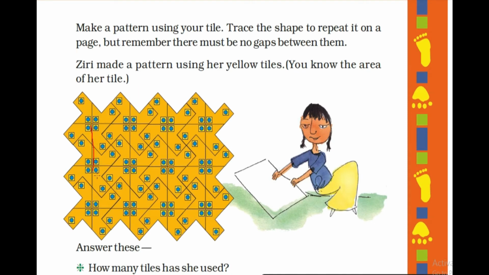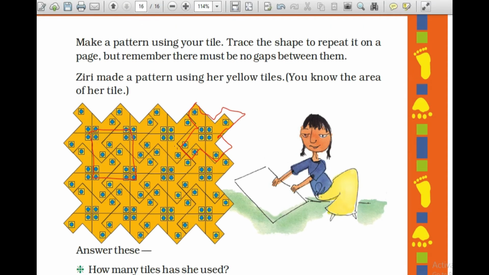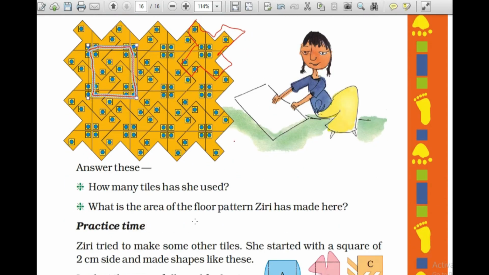See, this is one tile, another one. Now this also you can see, this will be the shape of her tile. And this pattern is coming out by putting her tile in a pattern. Answer these. How many tiles has she used? Count how many tiles she has used. 12 tiles she has used.